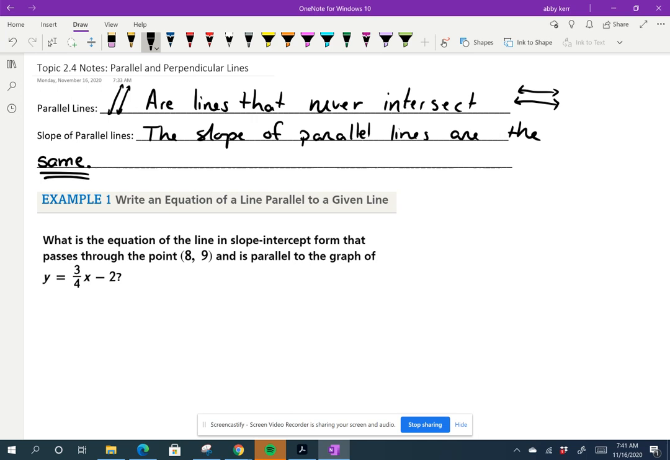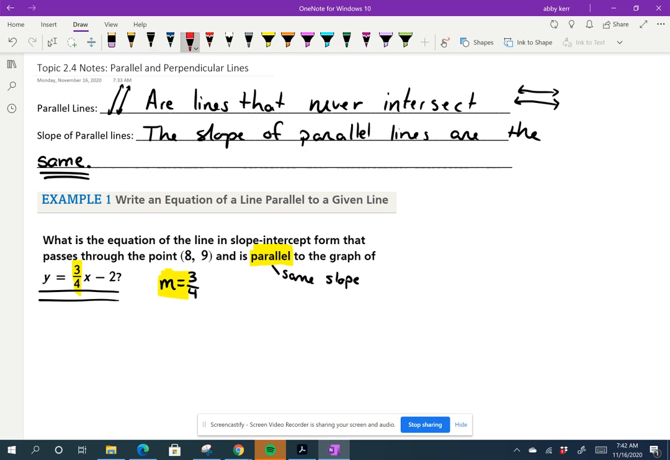of 2. Now, for example, in example 1, it says write an equation of a line parallel to the given line. So here we're going to give you a line. It's very important to see the word parallel. Parallel means same slope, or at least that's what should come to your memory. And then the slope is always next to your x value. So I'm going to identify that first. I'm going to write my m is 3 over 4.